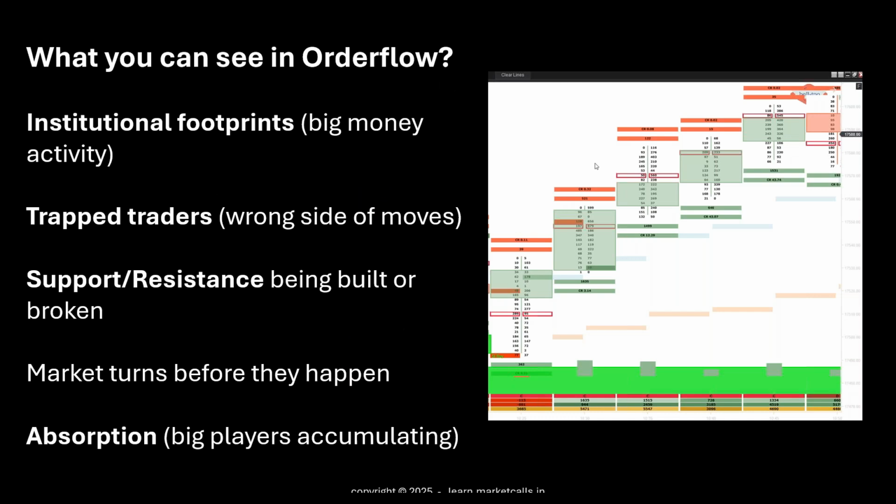Now, what you can see in the order flow is that you can see the institutional footprints. Typically, big money activity, where the big money activity is happening, where the traders are getting into a trap, support, resistance, and where the market is likely to turn before it happens. And the most important thing, absorption, where the big players are accumulating or maybe even distributing also. So absorption, very clearly you are able to identify from the order flow point of view.